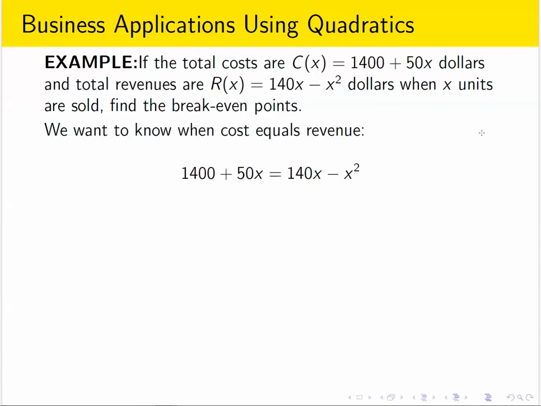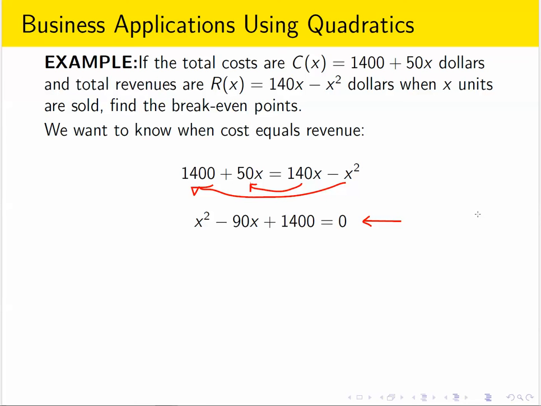So the idea is we want to figure out when these two functions, the cost and the revenue, give us the same output value. So you do that by setting them equal to each other and solving for x. So this is going to be a quadratic equation I can solve. So let's start by writing everything in standard form. So I'll move the x squared over to the other side by adding x squared to both sides. And then I'll subtract 140x from both sides. And that's how I end up with this equation.